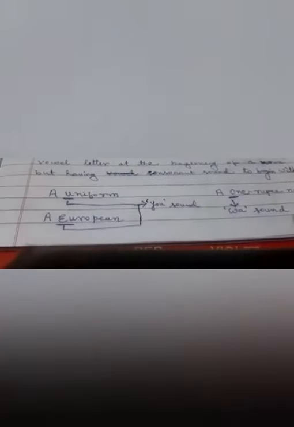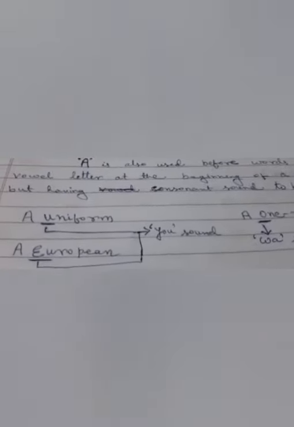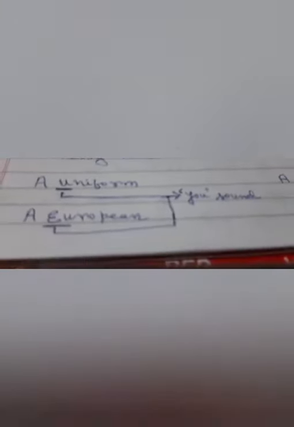Uniform, one rupee note, European. Look at the beginning vowels. First letter U underlined. In European we have EU underlined. In both these cases, to begin with, the sound that comes is U. So when we use the sound U in the beginning, it gives a sense of Y, and Y is a consonant sound. Hence we are using a before them.